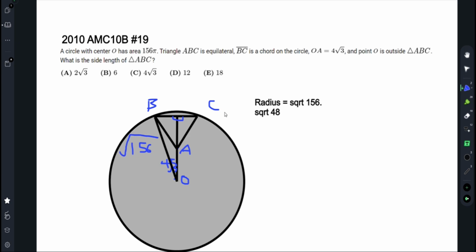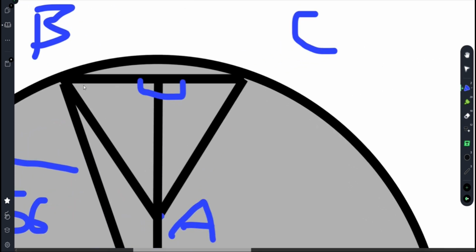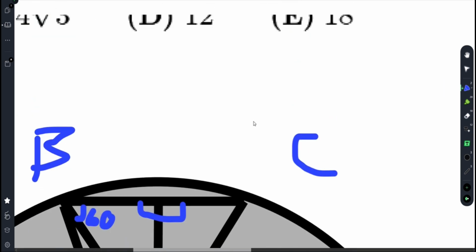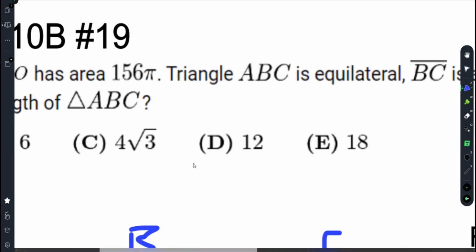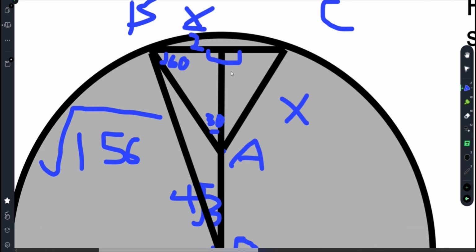So now we get to a cool relationship. As you can see here, this is a 30, 60, 90 triangle. This is 60 degrees. So let's let the side length be x, because we're trying to find the side length. Then this is x over 2, because of 30, 60, 90 properties. This is x root 3 over 2.